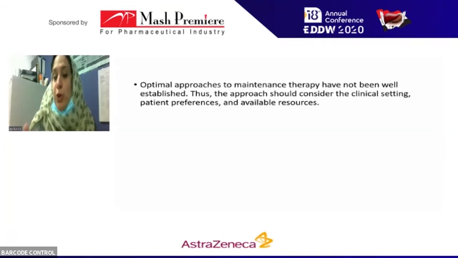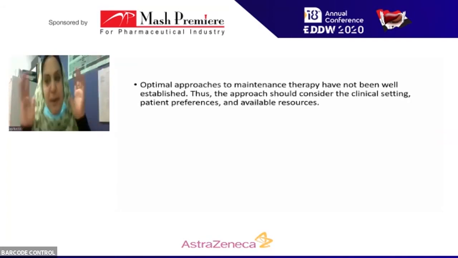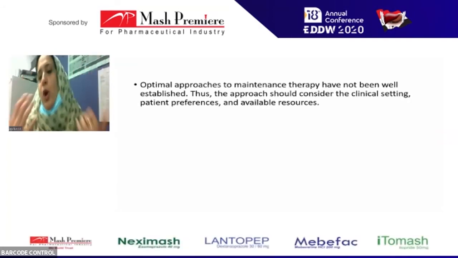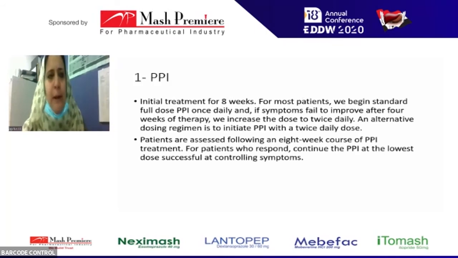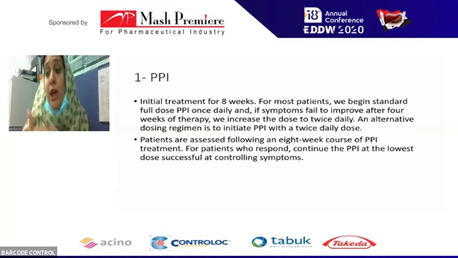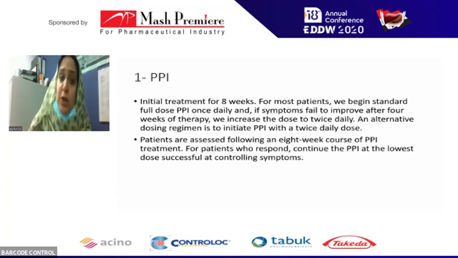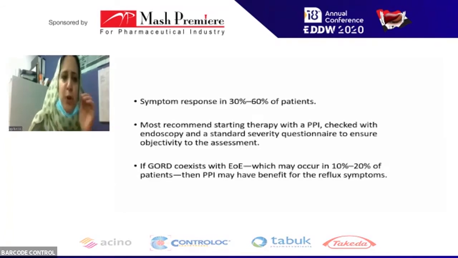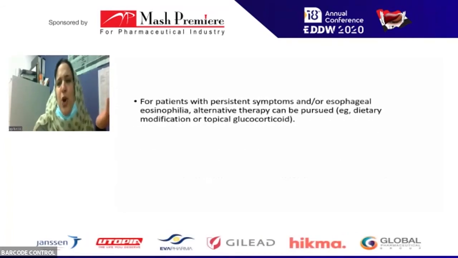Optimal approaches. So there's no optimal approach, to be honest. But that's the well-known practice that we all do. There's no guideline actually on how exactly it should be, but this is the well-known thing. Okay. So PPI, as we said, let's give it 8 weeks, and assess after 8 weeks. Put a questionnaire for dysphagia. So symptoms and endoscopy, both, always for response. If GERD coexists, it will help as well. If it's not responding, then go for the topical steroids.